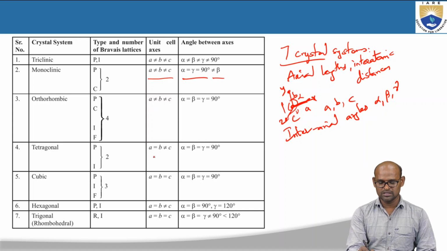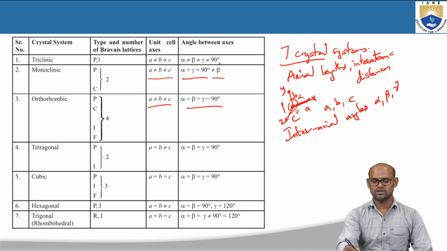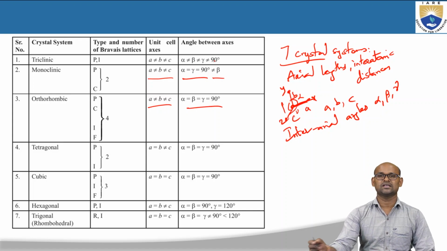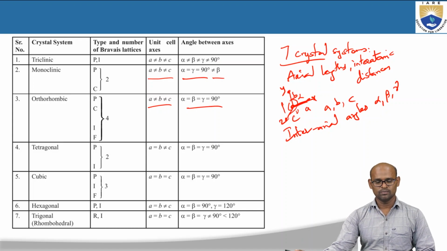The relation between these axial lengths for orthorhombic is A is not equal to B is not equal to C again, but alpha is equal to beta is equal to gamma is equal to 90 degrees. So we have started with the worst crystal system. That means in the sense that all the angles are not equal to 90 degrees and all the axial lengths are also not equal. Then we are going to the best crystal system, right?